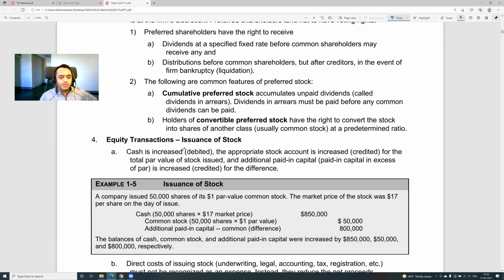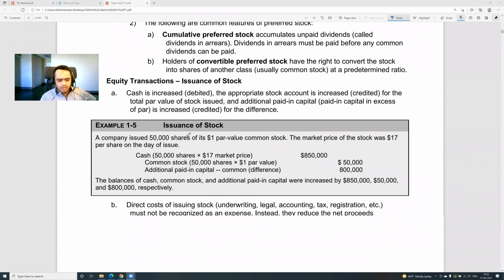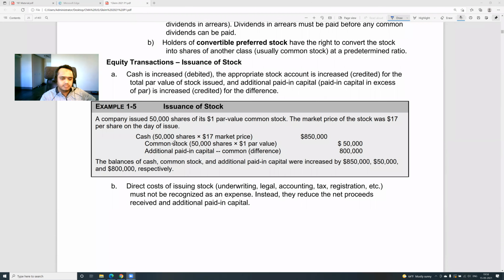Then equity transaction, issuance of stock. If there is an issuance of stock, cash is increased. Common stock account is increased. Total par value of the stock is increased. Additional paid in capital, if it is coming in, is also increased. I hope everyone is following. All right. Then issuance of stock, direct cost of issuance, underwriting, all of this will come into the picture. Underwriting will come when there are chances that the complete stock will not be purchased. That is, the minimum subscription will not happen. That will be the challenge. Minimum subscription not happening is a big-time challenge.